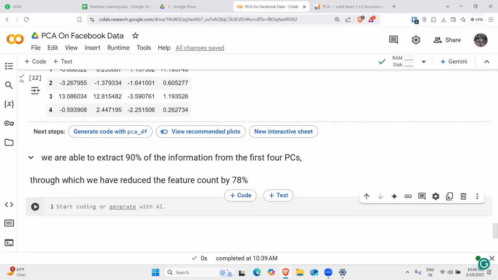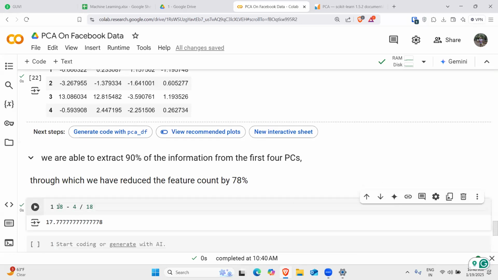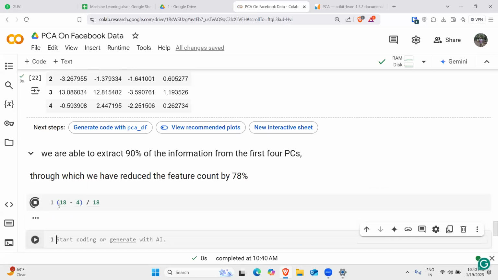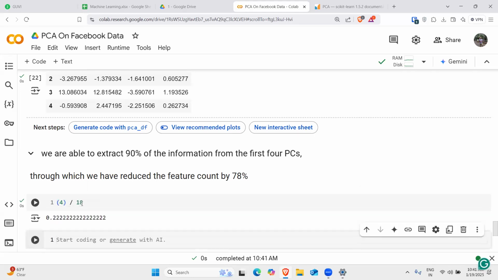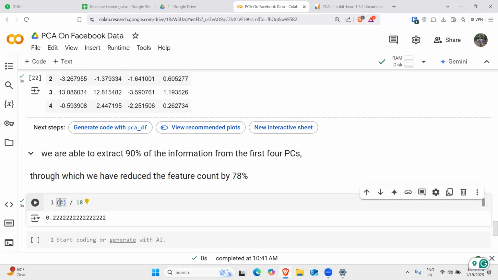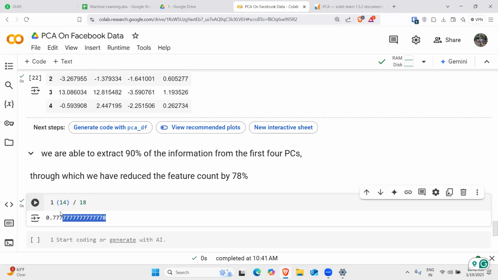How 78%? You just try it. Earlier we had 18 columns. Now we are reducing it to 4. So reduction is 4 divided by 18. So it should be 14 by 18. It should be 77. So reduction is what? Or 14 is the reduction, right? Sorry. So we are able to reduce 78% of the feature count from the data, right?